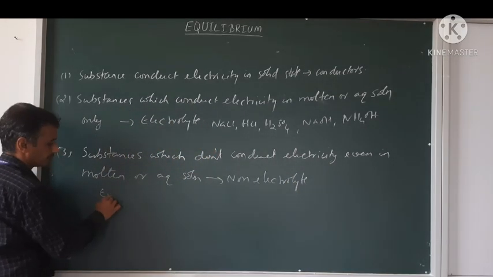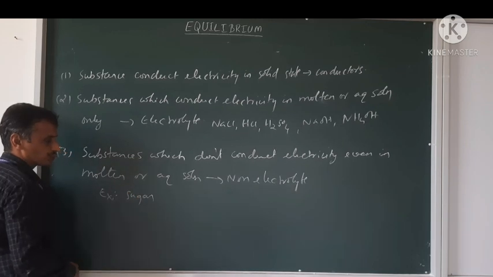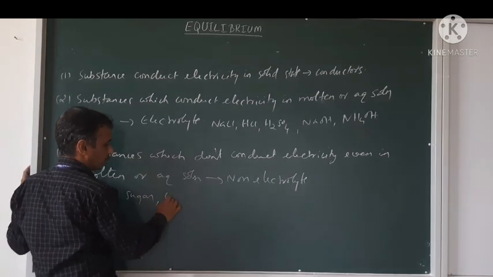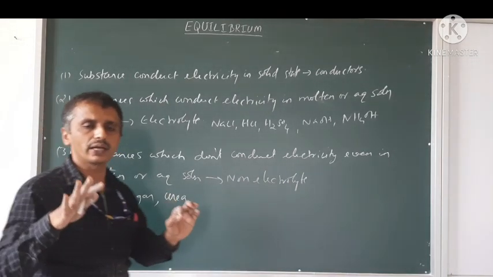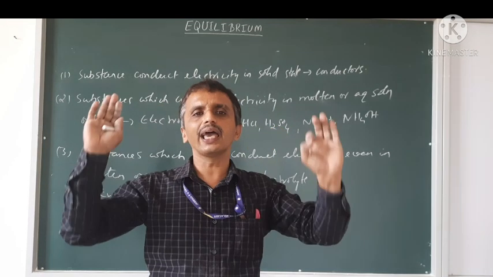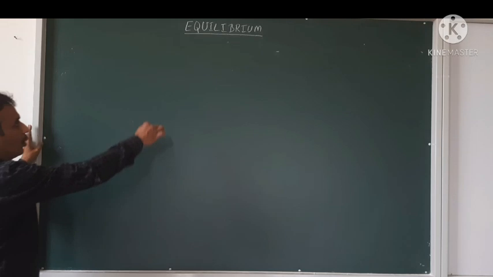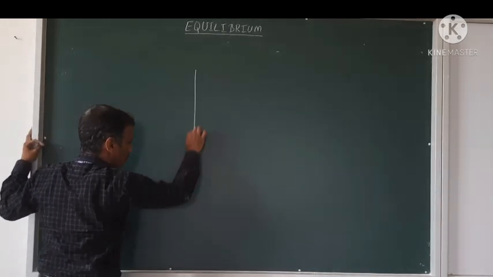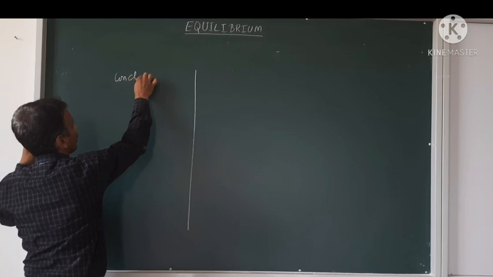Examples: sugar, glucose, urea. These will not conduct electricity even in the molten or aqueous solution. So it is a non-electrolyte. Now, what is the difference between a conductor and an electrolyte?